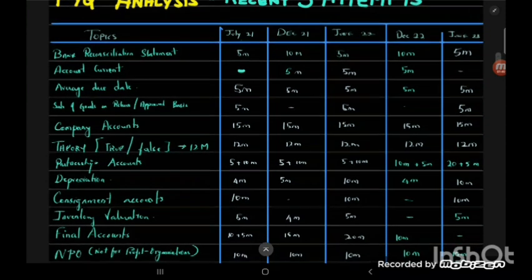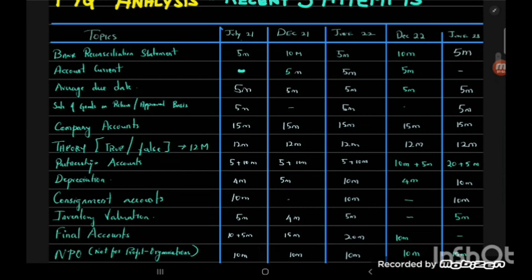For theory, the true or false 12 marks will be asked in each attempt. For partnership accounts, a 15 marks question or 25 marks question is asked in every attempt. And you have to learn the entire partnership accounts completely in order to get those 15 marks fully.